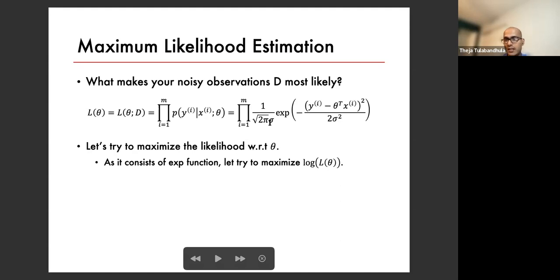So you can ignore it for optimization, because maximizing 10 times L of theta is the same as maximizing L of theta. The 10 doesn't make any difference. So a bunch of such products, you can drop them.